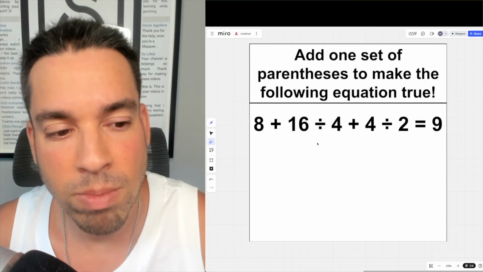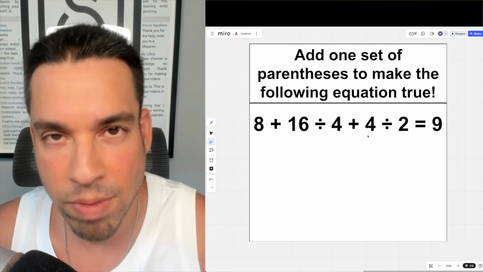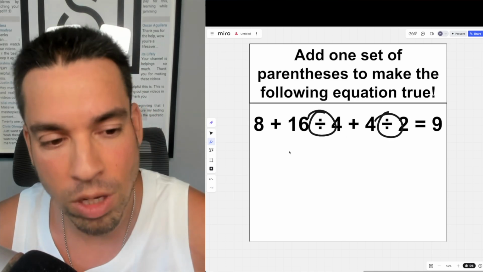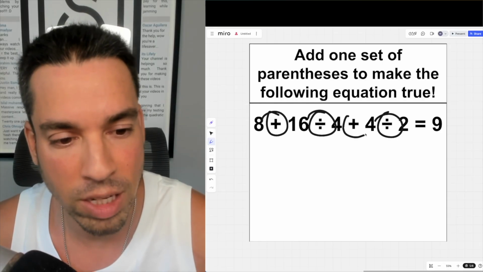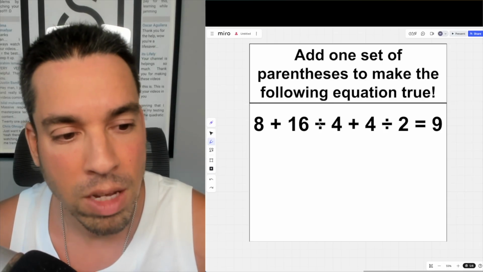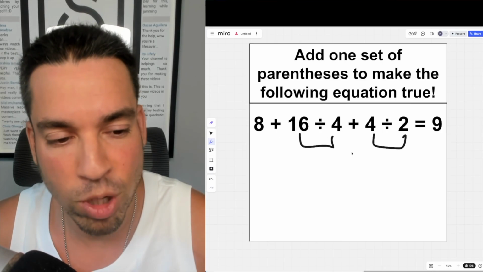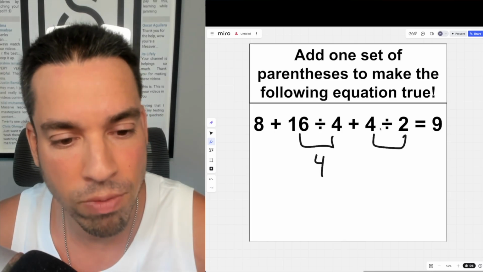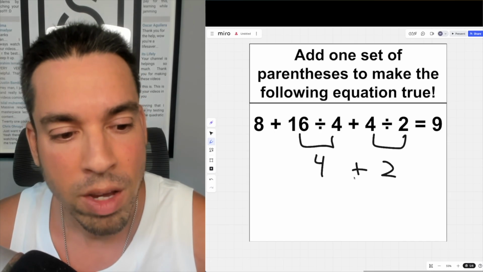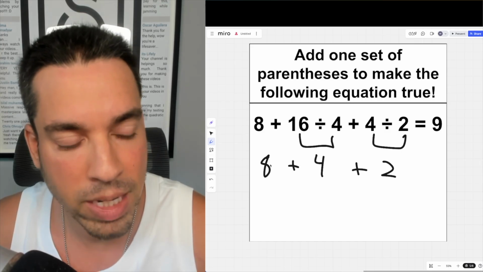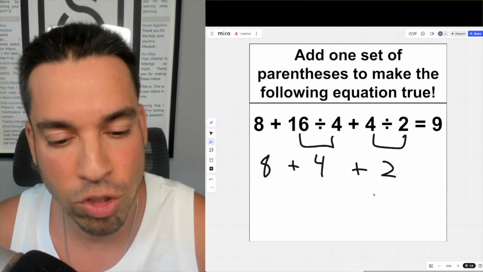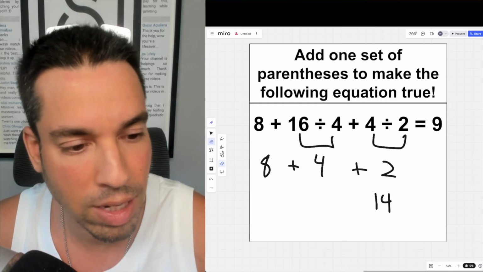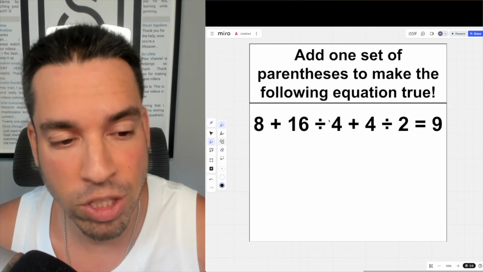So when looking at a problem like this, we have to remember order of operations from PEMDAS, which says that division and multiplication are going to happen before addition and subtraction. So that means that these two division operations will happen first from left to right. So 16 divided by 4 is 4, 4 divided by 2 is 2, and then we're going to carry out the remaining addition. 8 plus 4 plus 2 is going to give us 14, which is of course not equal to 9. So we need to change the order in which things are happening.